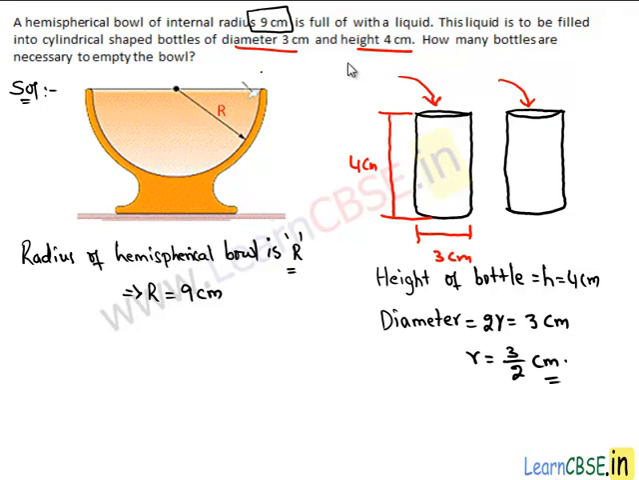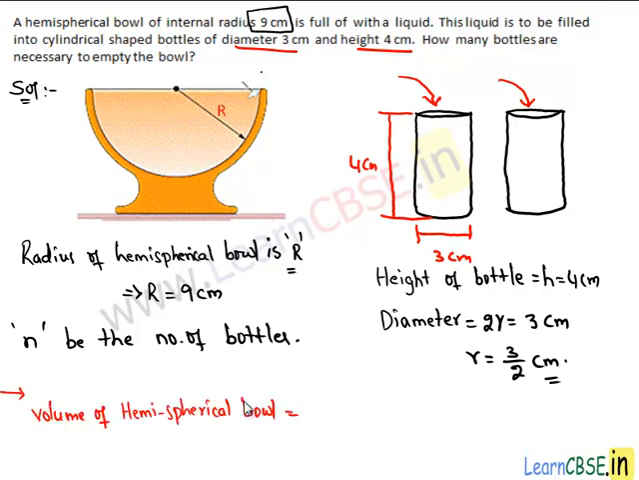Here we have to find the number of bottles. So we assume n be the number of bottles. To find the value of n, we must think what equation will give the value of n. Here, to empty the ball, volume of the liquid in the hemispherical ball is equal to the total amount of volume which is in the n bottles. So the volume of hemispherical ball is equal to n times the volume of each bottle, that is the volume of each cylindrical bottle.